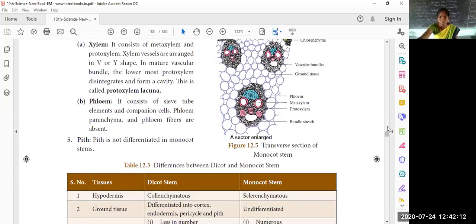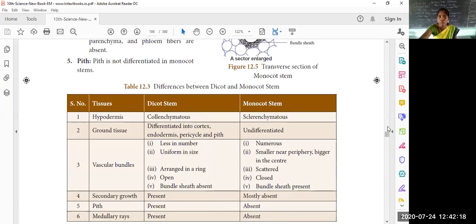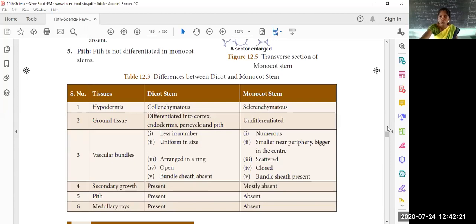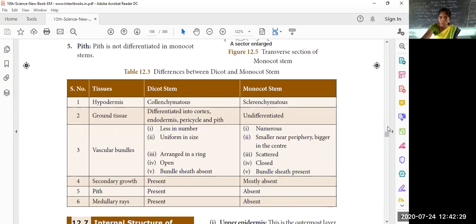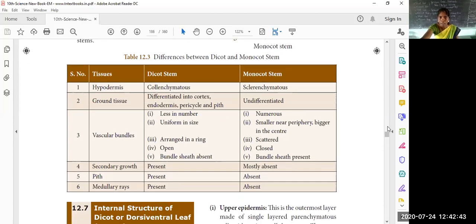Next, difference between dicot and monocot stem. Hypodermis is made up of parenchyma cells in dicot stem. In monocot stem, the hypodermis is mainly made up of sclerenchyma cells. Next, ground tissue. Ground tissue is differentiated into cortex, endodermis, pericycle, and pith in dicot stem, whereas in monocot stem there is no difference. They are undifferentiated cells. In dicot stem, vascular bundles are less in number, uniform in size, arranged in a ring, open, and bundle shape is absent.